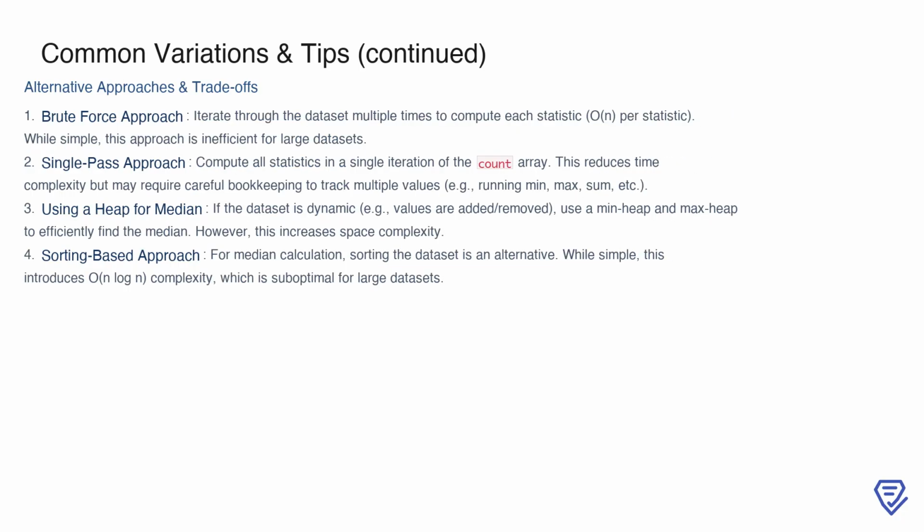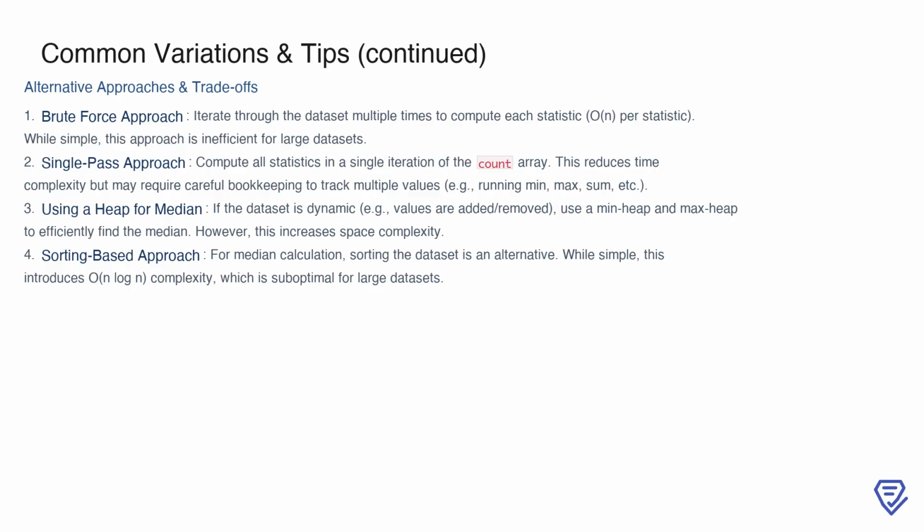When considering alternative approaches, it's important to evaluate the trade-offs associated with each. A brute force approach, where you iterate over the dataset multiple times to compute each statistic, is straightforward but inefficient for large datasets due to its O(n) complexity per statistic. A more efficient method is the single-pass approach, where you compute all statistics in just one iteration of the count array. This reduces time complexity but requires careful bookkeeping, such as maintaining running values for the minimum, maximum, sum, and so on.